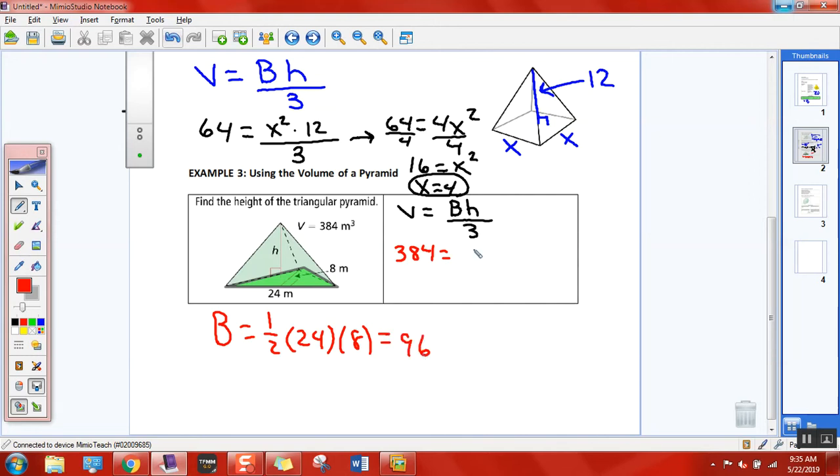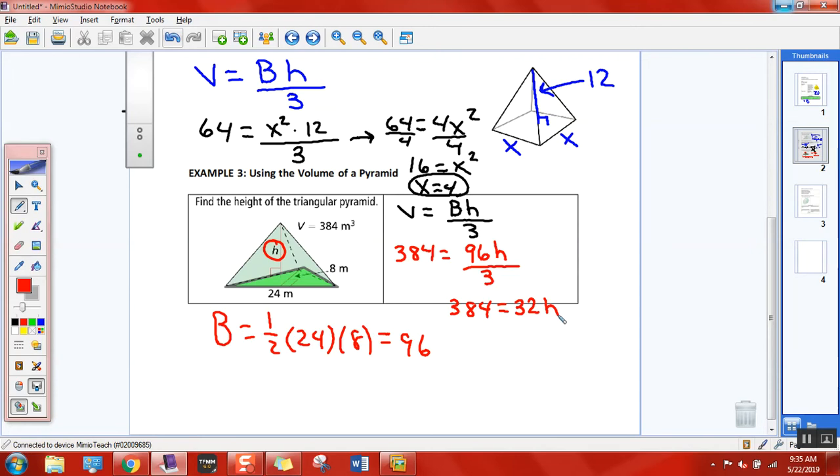That's going to equal 96 times, do we know the height? No. That's what we're looking for. No, you don't. We can find it though, can't we? Hey, take a look at the right side. I've filled everything in that I can possibly fill in. What about that 96 over 3? Can that simplify? Yeah. So call this 384 equals what? 32H, right?